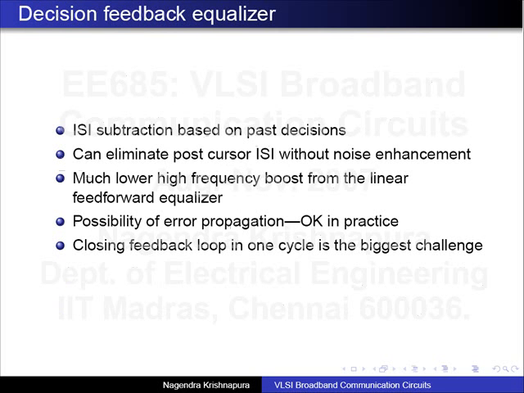The decision feedback equalizer works by subtracting the intersymbol interference from the past decisions. It can eliminate post-cursor ISI without noise enhancement. That's the biggest advantage. If you use any kind of linear equalizer, it will enhance noise, whereas this doesn't. So you end up with a much lower high-frequency boost compared to a linear feed-forward equalizer. There is a possibility of error propagation, but in practice this has been found to work just fine.